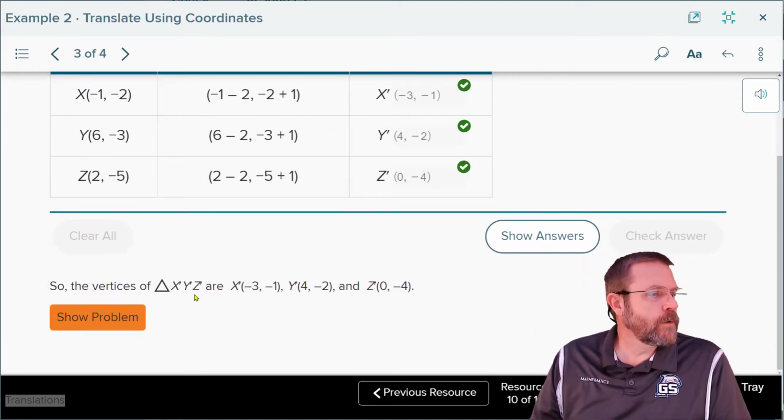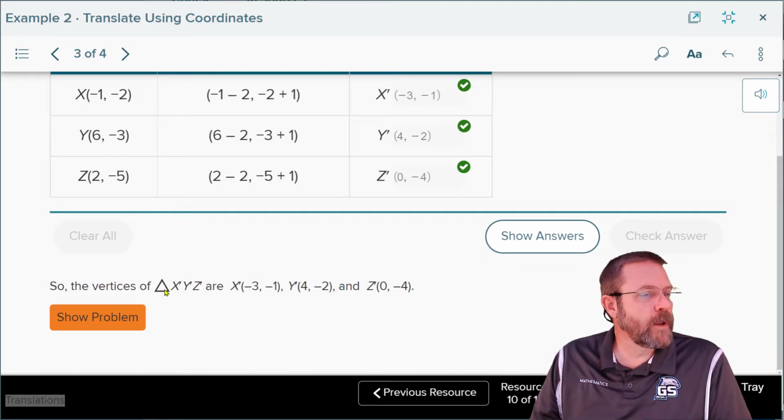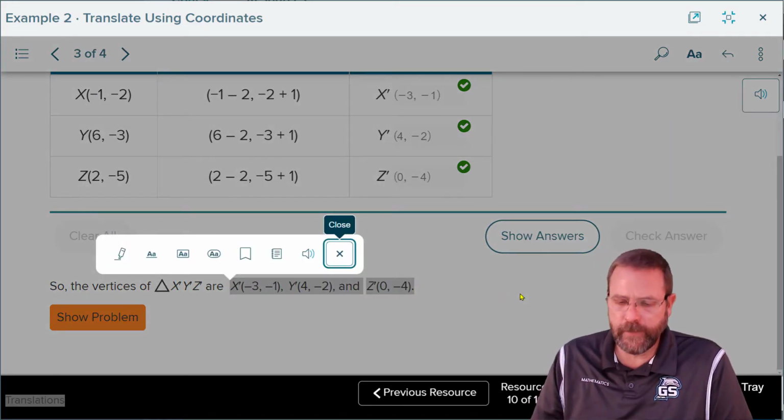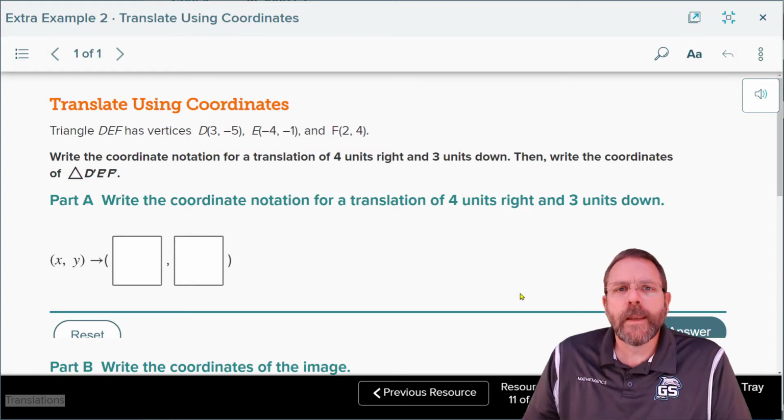Now we're going to scroll down a little bit further, and you can see that triangle X prime, Y prime, Z prime has the vertices that you see listed right here. I'm not going to read them off to you because we've already done that. Now it's going to be your turn. Pause the video, work on extra example 2 on your own.